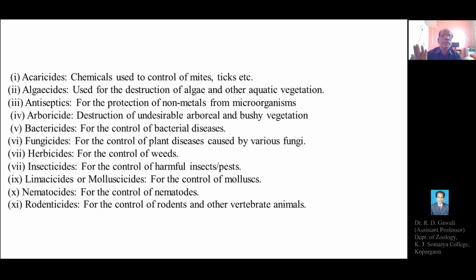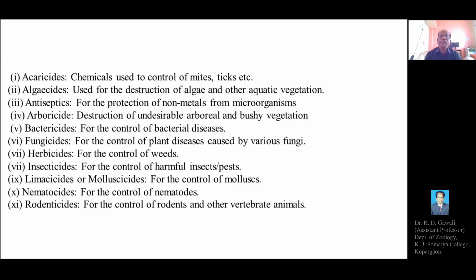Then bactericides. These are poisons or chemicals used to destroy or control the variety of bacteria causing different types of bacterial diseases. Then fungicides. These are chemicals or poisons used for the control of plant diseases caused by various types of fungi. Herbicides. These are chemicals used for the control of weeds, or different types of herbs.